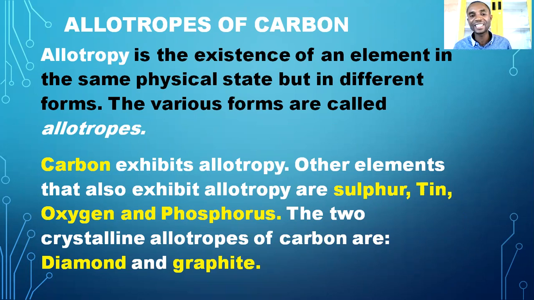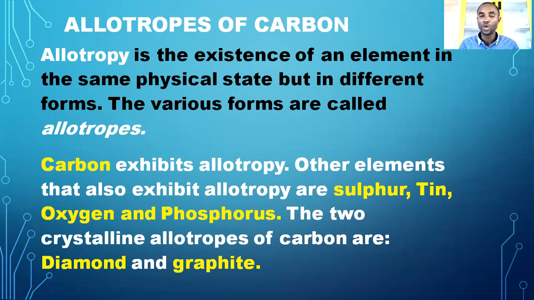Carbon can exist in the same physical states, but in different forms. Other elements also exhibit this, such as sulfur, tin, oxygen, phosphorus, and others. But carbon has two unique crystalline allotropes.